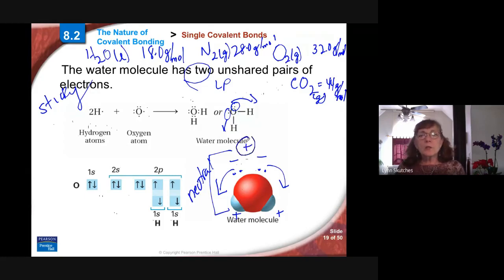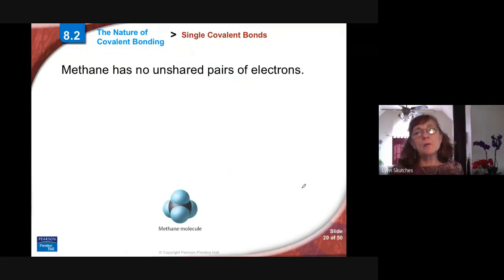And you may not know, but now you do, when ionic compounds go into water, the positive cations get attracted to the negative side of a water molecule, and the negative anions will get attracted to the positive side of a different water molecule. That's what allows them to dissociate in water. A little solution chemistry, a little early. Okay, so two lone pairs.